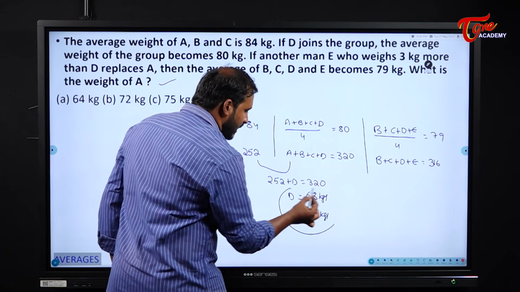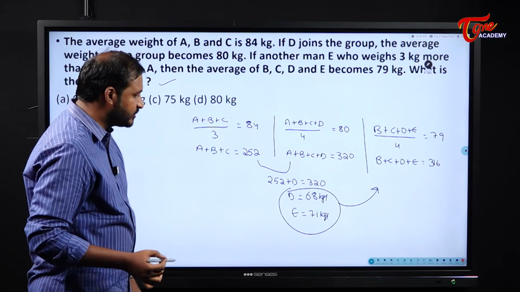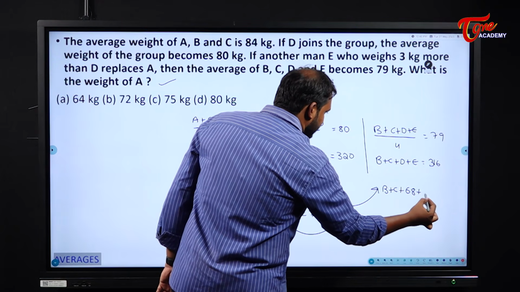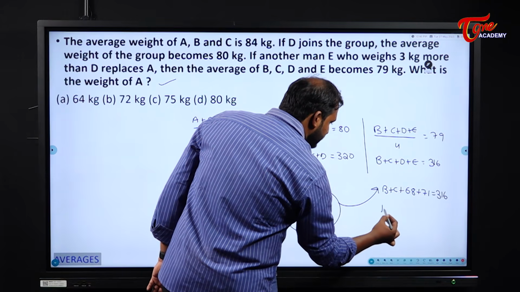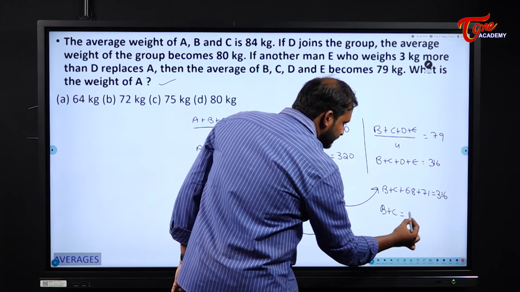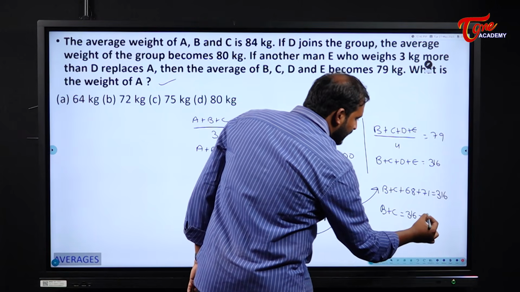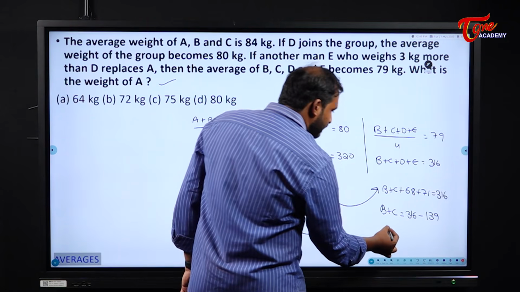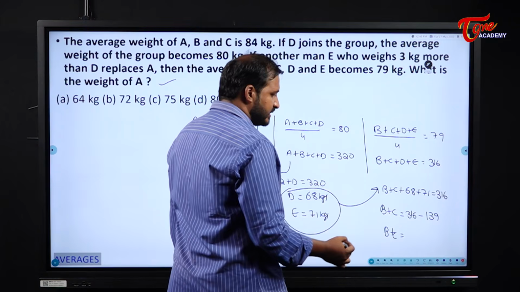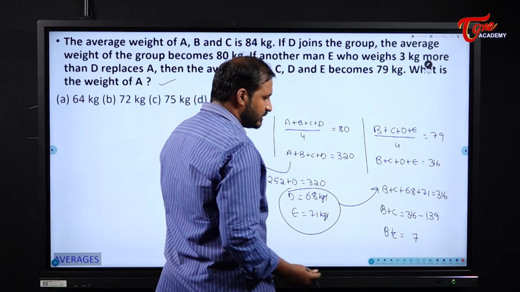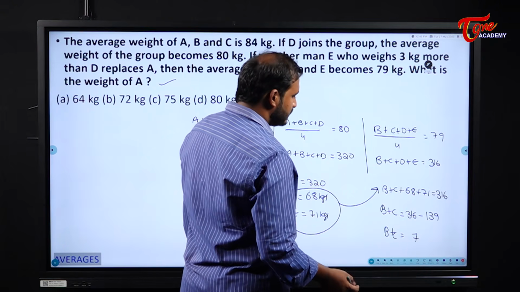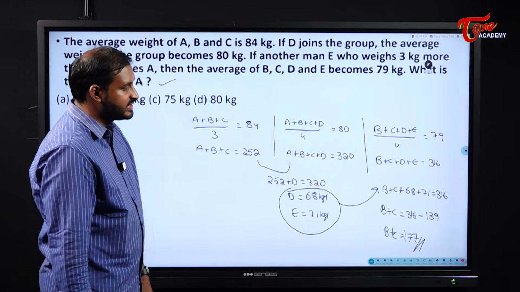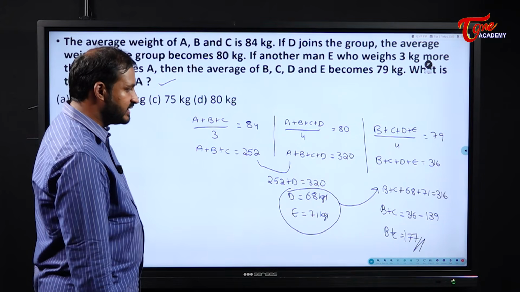Now I will substitute these two values here. What happens to that one? B plus C plus 68 plus 71 is equal to 316. So from this B plus C value we will get 316 minus 139. So what you will get here? B plus C is equal to 177 kgs. B plus C is 177 kgs for me here.